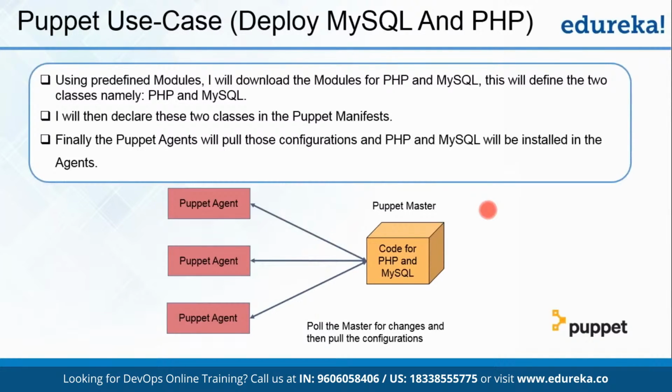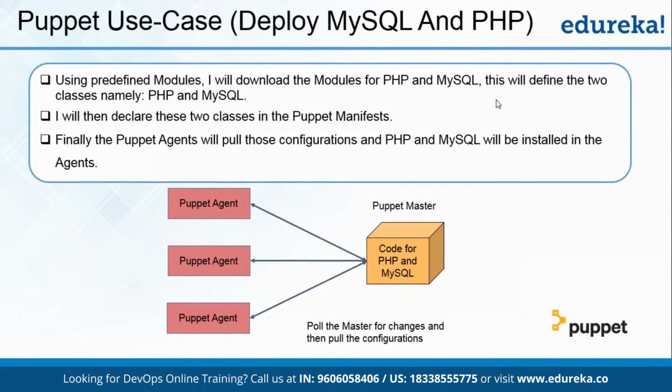I'll tell you what manifests and modules are, so you don't need to worry about that. I'm just giving you a general overview of what we are going to do in today's session. You just need to declare those two classes, PHP and MySQL, and finally deploy that onto the nodes. It is that simple, guys. There will be a code for PHP and MySQL, and from the Puppet Master it will be deployed onto the nodes, or the Puppet agents.